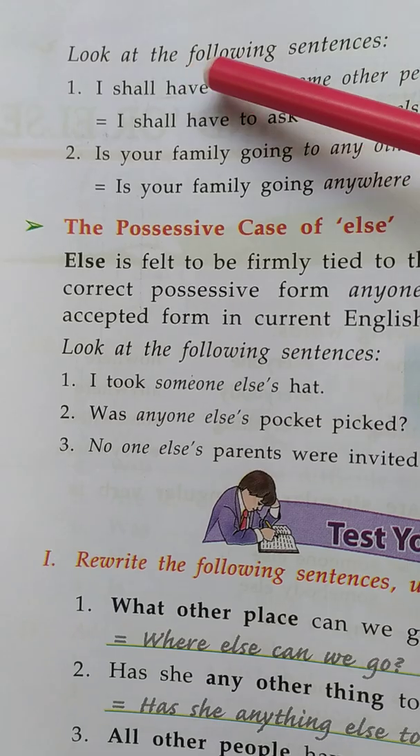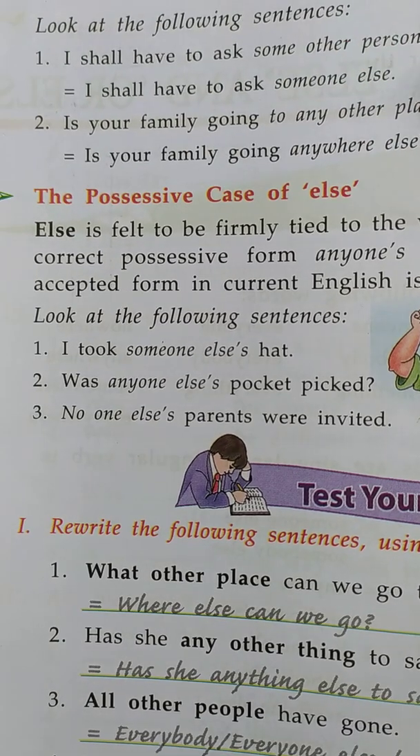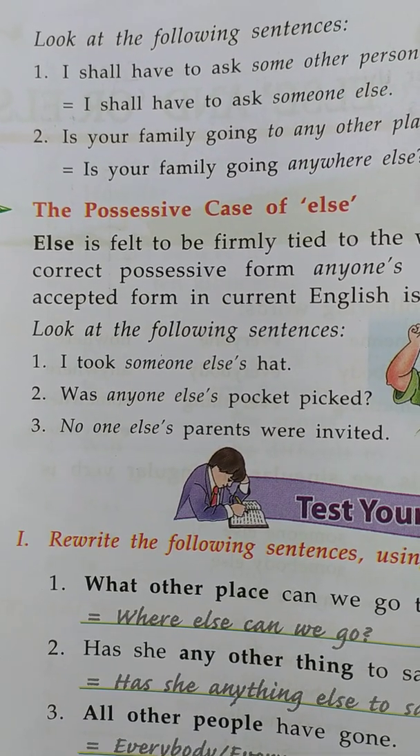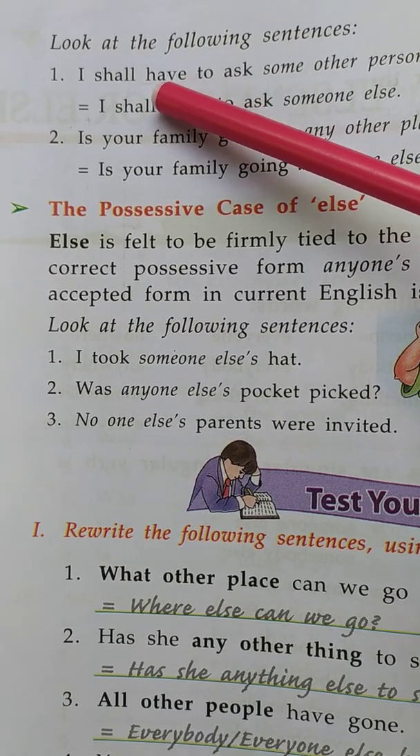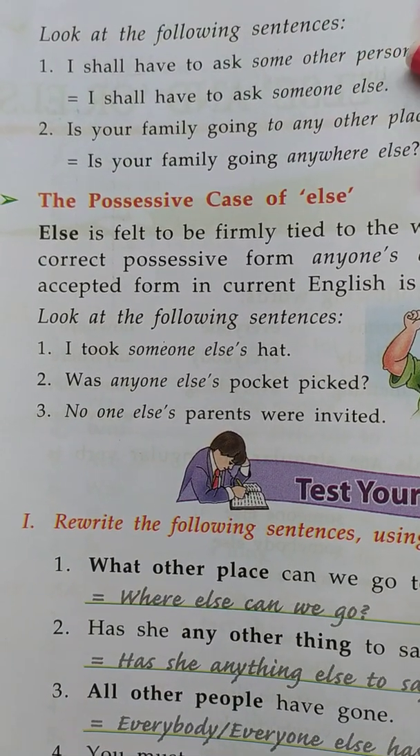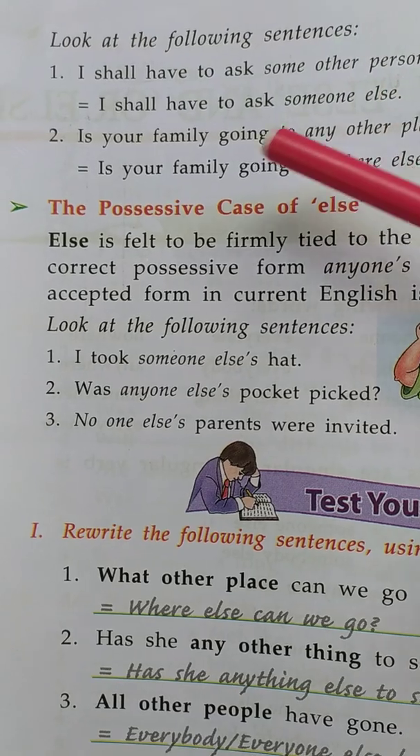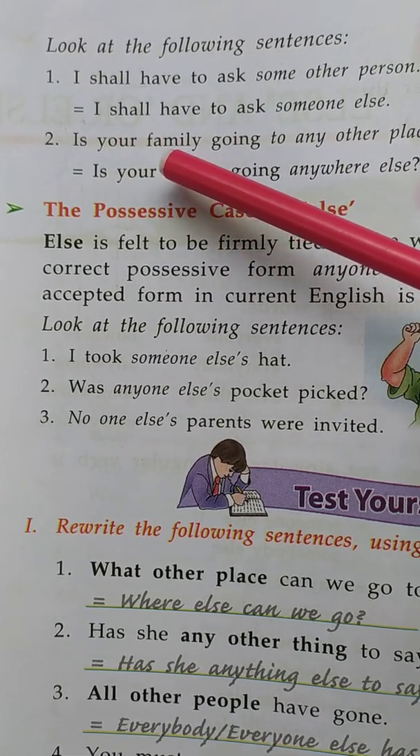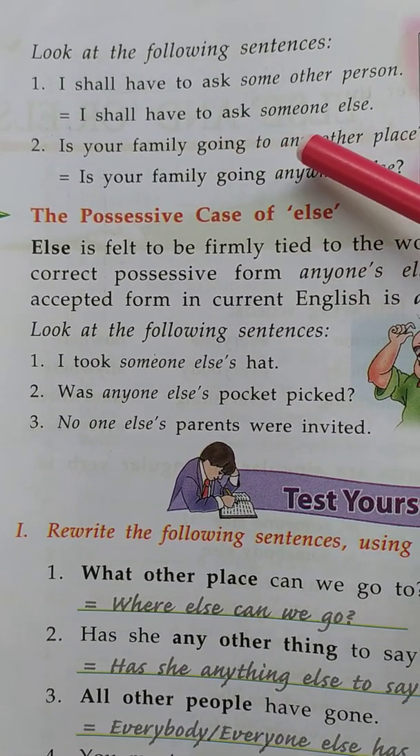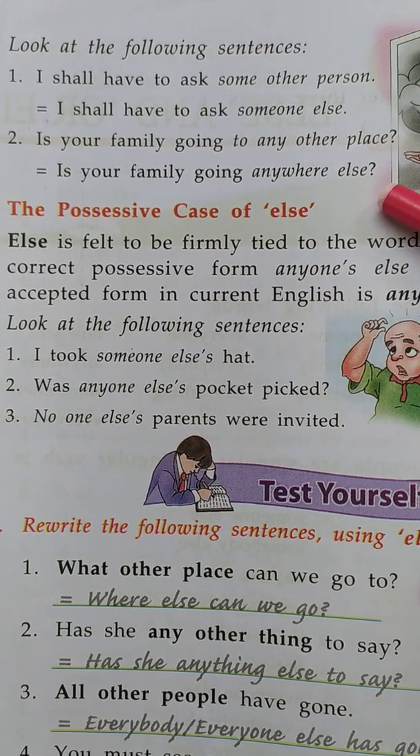Now look at the following sentences. Number 1, I shall have to ask some other person is equal to I shall have to ask someone else. The sentence is I shall have to ask some other person. You can tell this sentence by using else like this: I shall have to ask someone else. Number 2, is your family going to any other place? You can tell this sentence by using else like this: is your family going anywhere else?